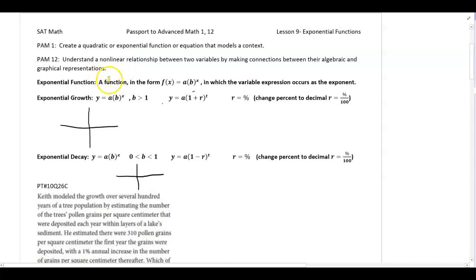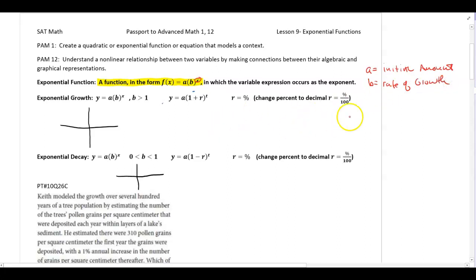Okay, first, an exponential function is a function in the form f of x equals a times b to the x, in which the variable expression occurs as the exponent. So what you have to understand is a and b will be replaced with numbers, and x will be your input value, your exponent there. One thing I want you to know, a in the formula is always going to be your initial amount. What are you starting with? B is your rate of growth.